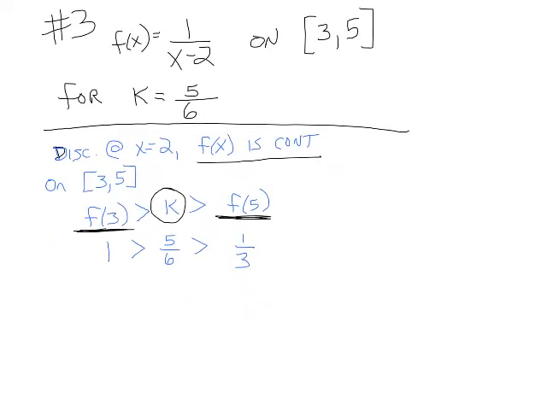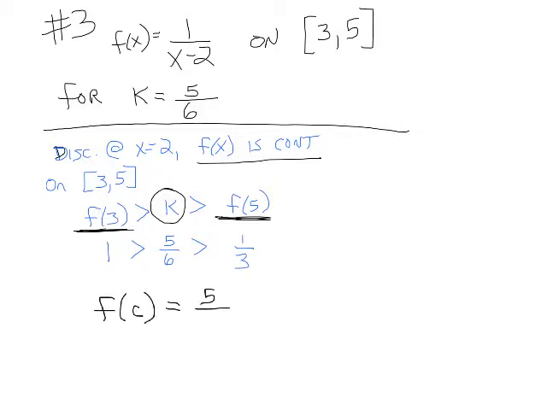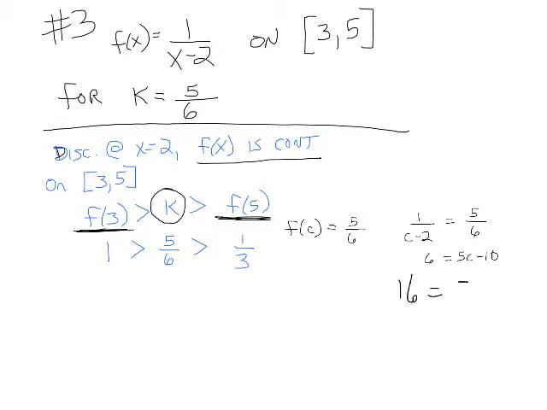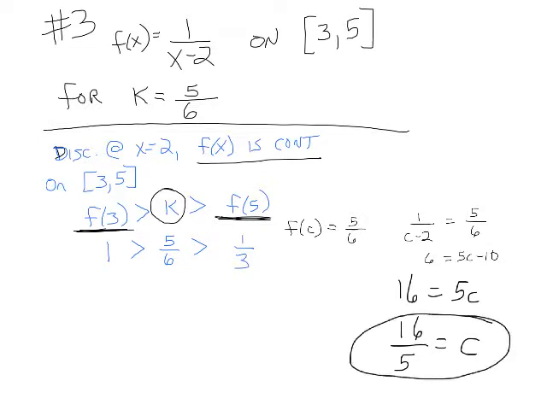So we're going to find what is the c. So what f of c equals 5/6. So what we can say is 1 over c minus 2 equals 5/6. And if we go about solving that algebraically, we can cross multiply and get c equals 5c minus 10. And doing a little bit more, we get 16 equals 5c, or 16 over 5 is c. So this is the c value which would satisfy this statement.